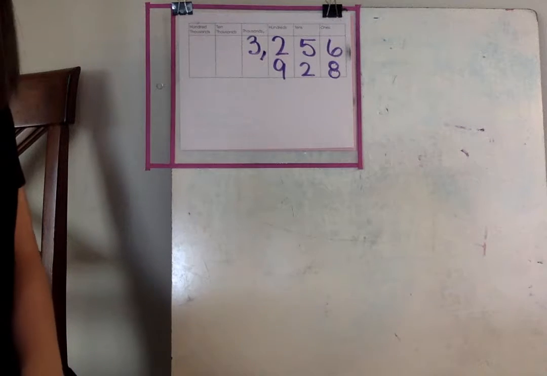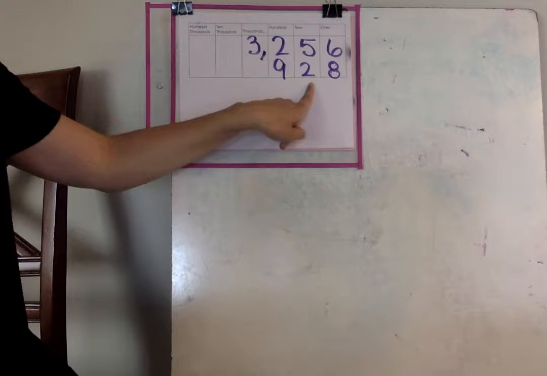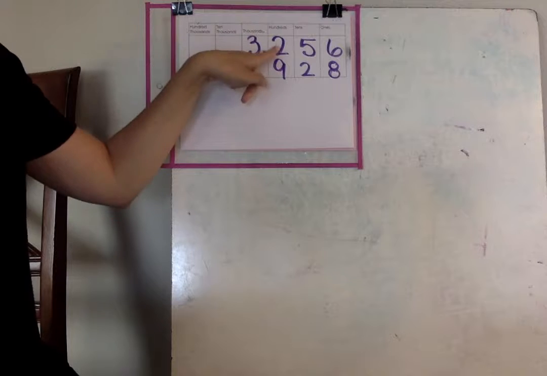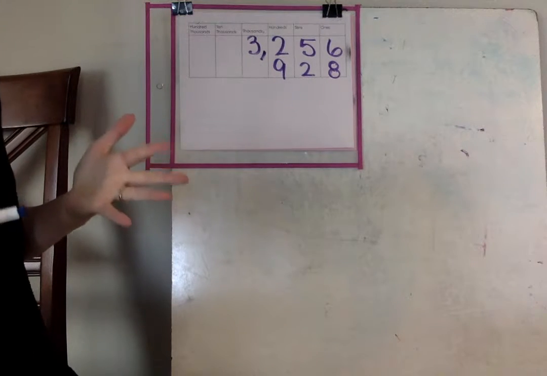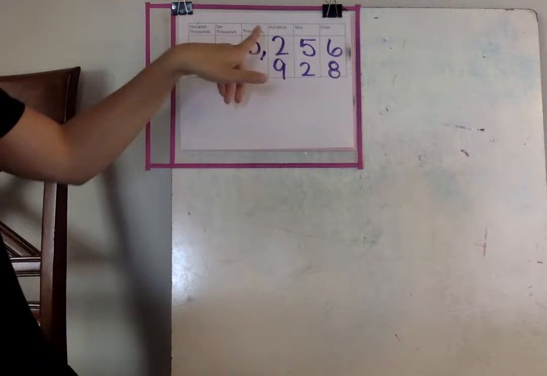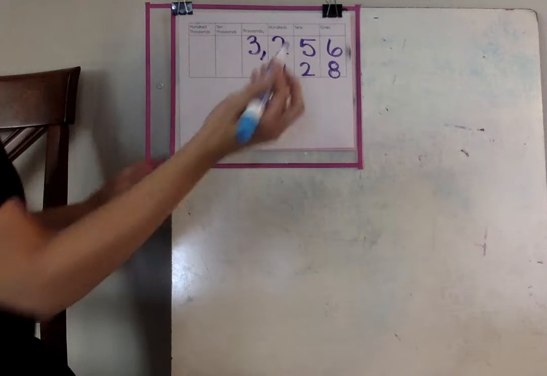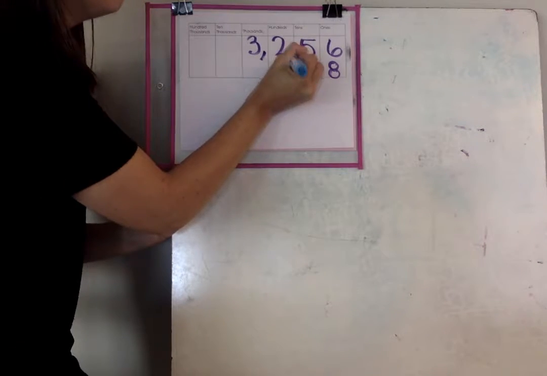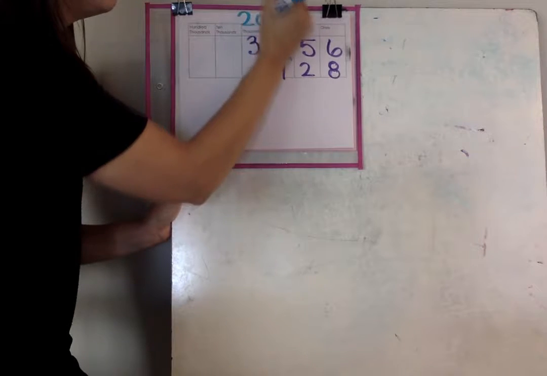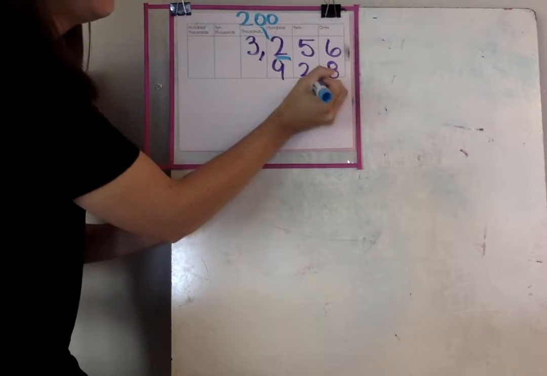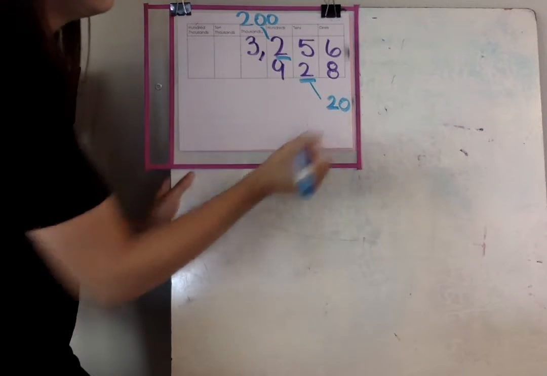Okay? We're going to look at the 2's. Well, I see there's a 2 in the hundreds place and a 2 in the tens place. Well, I know the 2 in the hundreds place is greater, but I want to know how many times greater is this 2 in the hundreds place than the 2 in the tens place. So, the 2 in the hundreds place has a value of 200. And the 2 in the tens place has a value of 20.